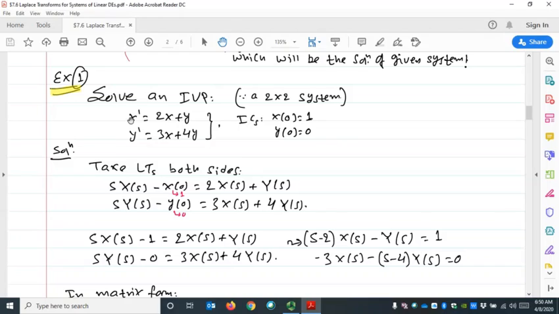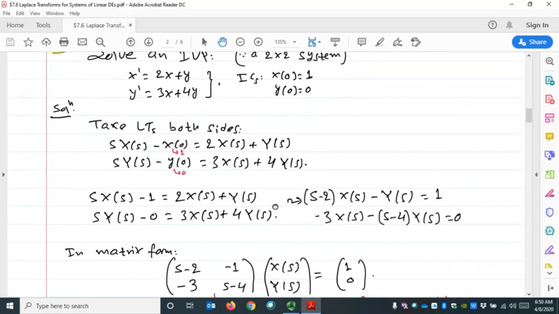So the Laplace transform of x prime is this left hand side, and the Laplace transform of 2x plus y is this right hand side. Similarly, the Laplace transform of y prime equals 3x plus 4y is given here. And in the next step, put the initial conditions. x(0) is 1, y(0) is 0.